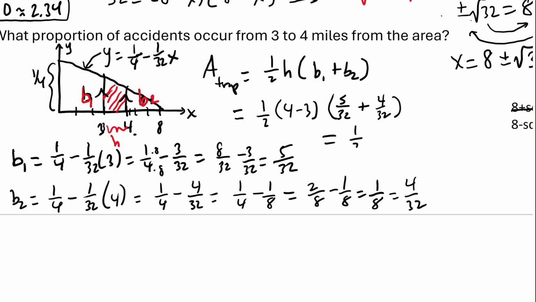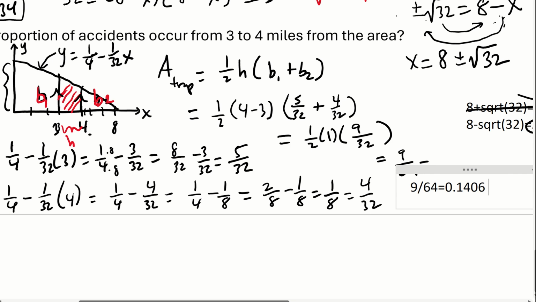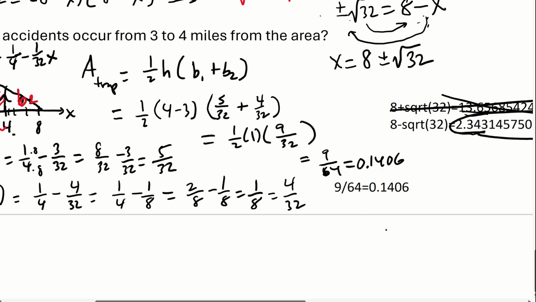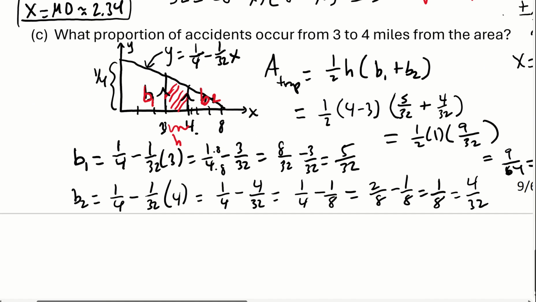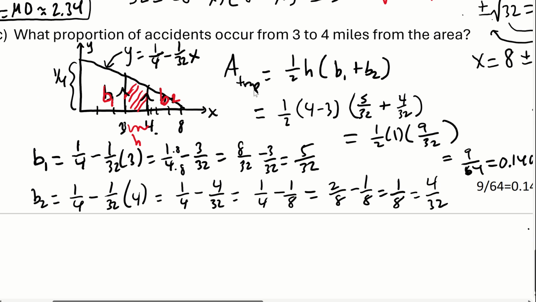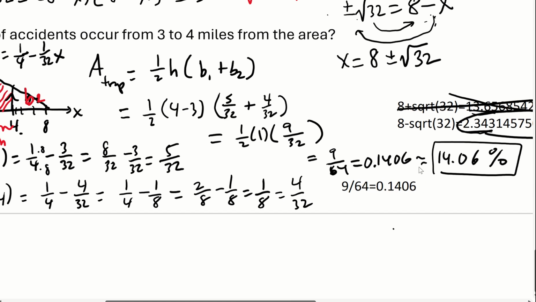So we get 1/2 times 1 times 9/32, which is 5 plus 4. And so we get 9/64 as my area. 9/64 is about 0.1406, so that's 14.06%. So about 14.06% of accidents occur from 3 to 4 miles from the area.